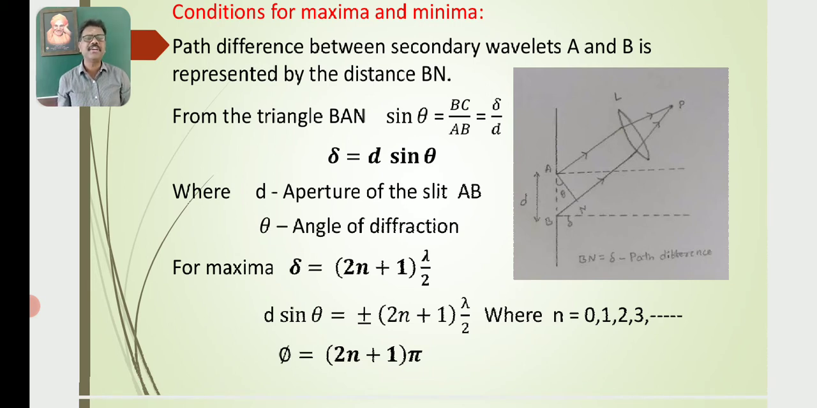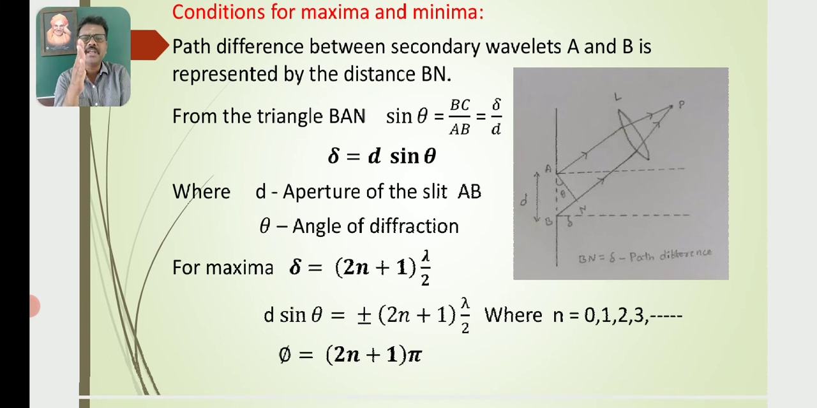For a maxima, delta is equal to (2n plus 1) lambda by 2. d sin theta is equal to plus or minus (2n plus 1) lambda by 2, where n belongs to the integers, so they are 0, 1, 2, 3, etc. So phi is equal to (2n plus 1) pi. So the path difference must be equal to an odd multiple of lambda by 2, and the phase difference must be equal to an odd multiple of pi in case of maxima.